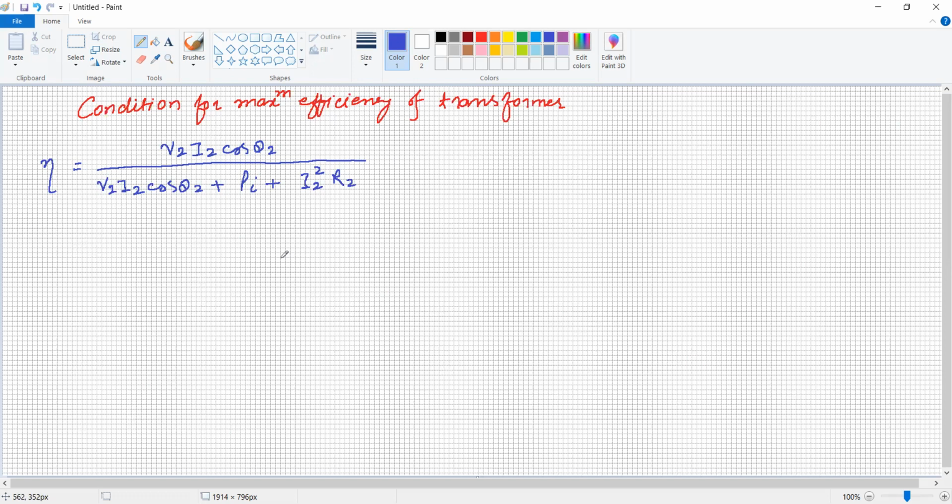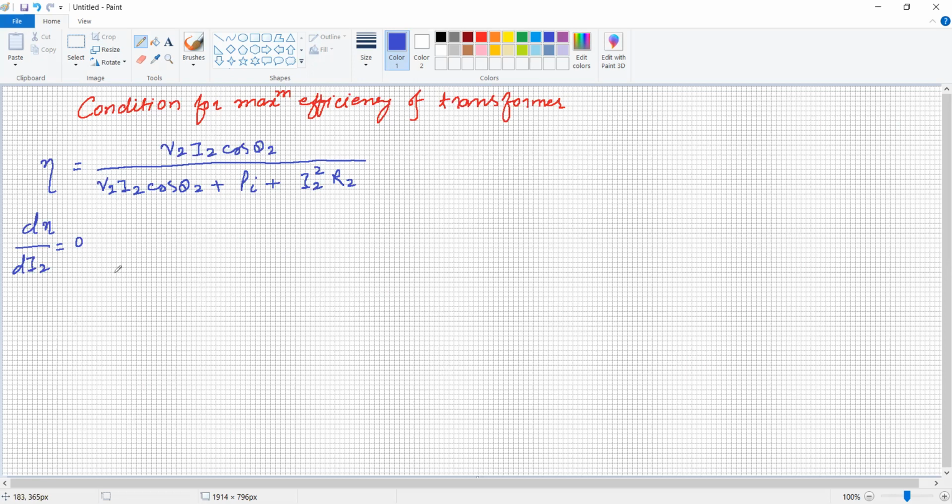And for the maximum and minimum condition, the derivative with respect to the changing factor should be 0. The current is the changing factor because it depends upon the load condition, so d eta by dI2 should be equal to 0. That means differentiate the above equation with respect to I2 and put it equal to 0.